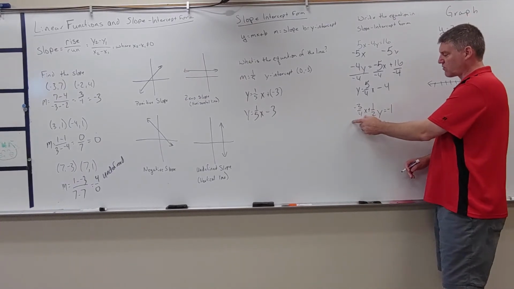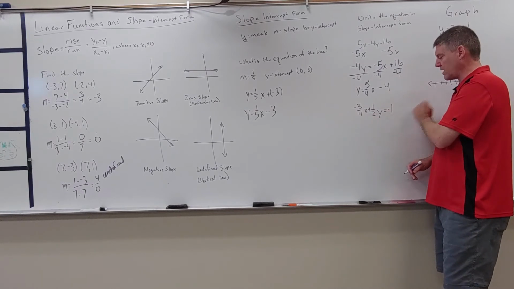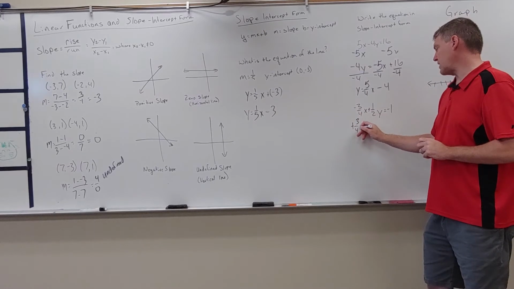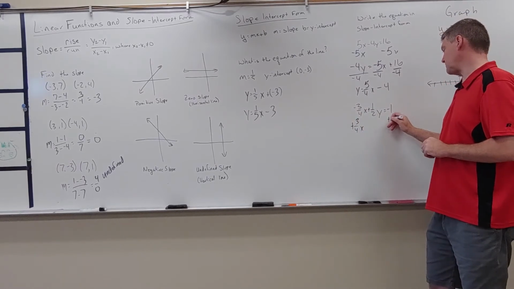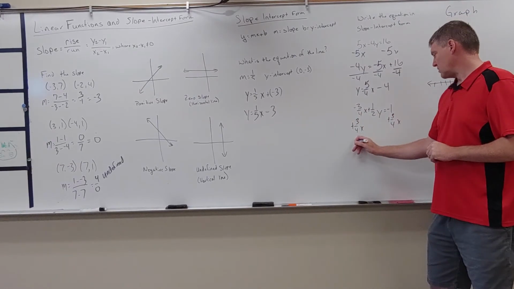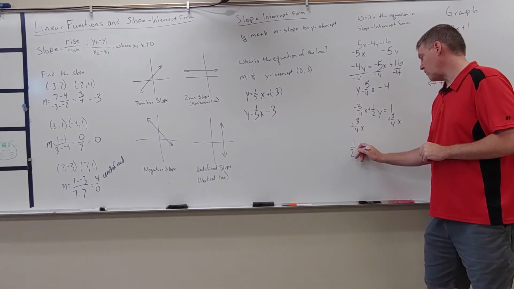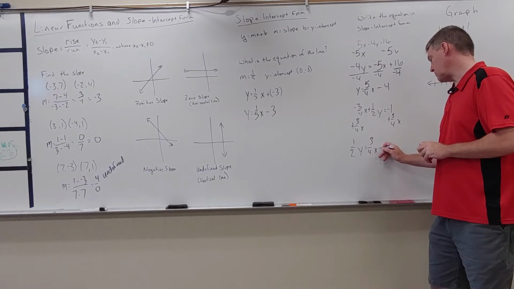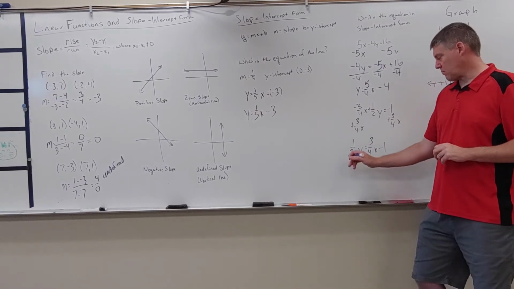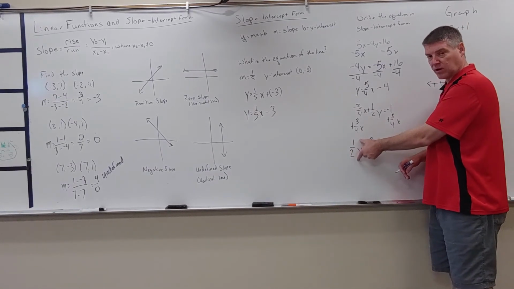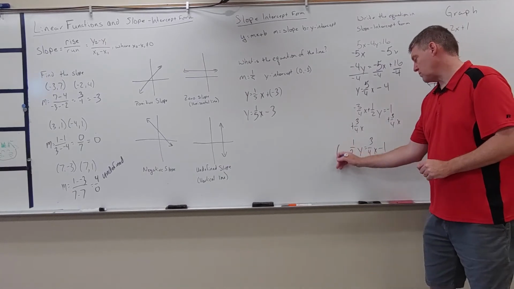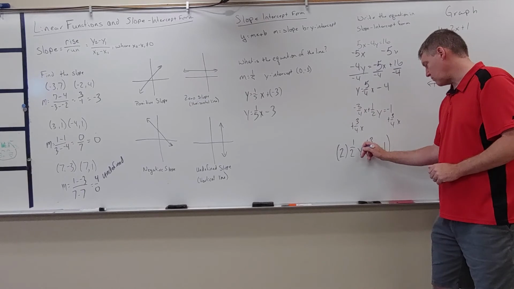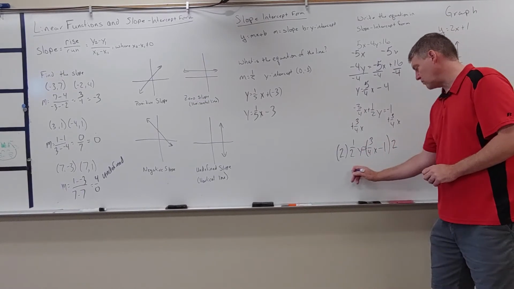So it's negative 3/4 x plus 1/2 y equals negative 1. The first thing I'm going to do is add 3/4 x to both sides. Okay, so now I have 1/2 y equals 3/4 x minus 1. And now I'm going to multiply by the reciprocal of this fraction. So I'm going to multiply by 2 over 1, or 2. And so everything on the right side is going to be multiplied by 2.